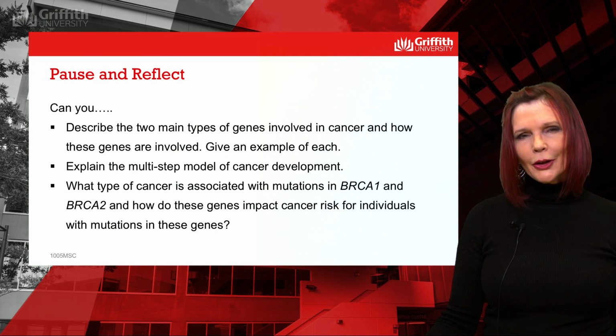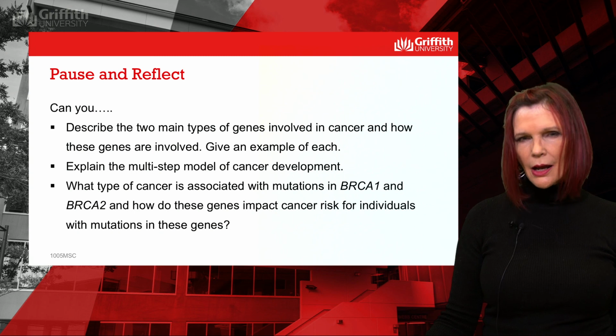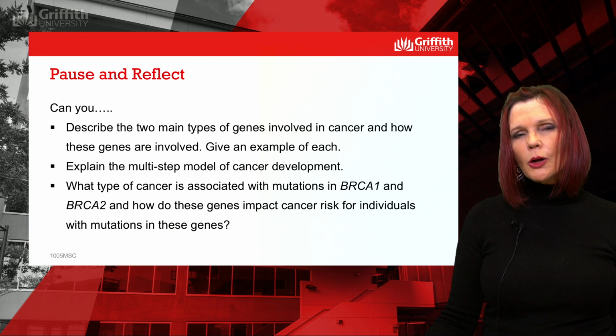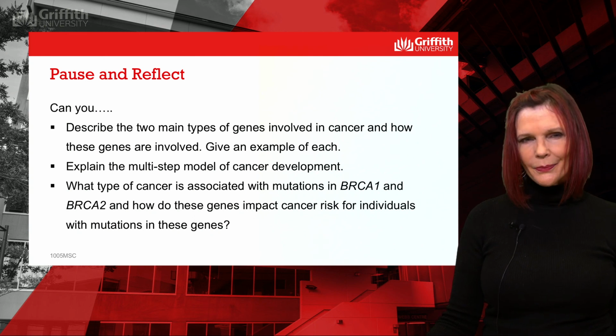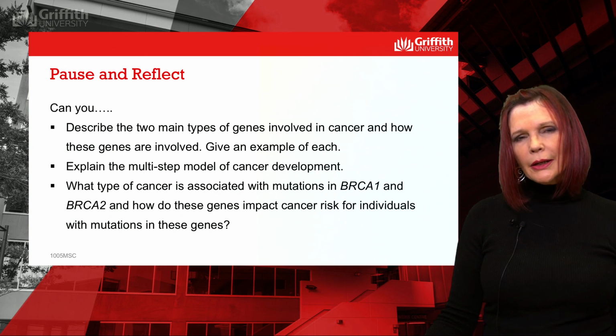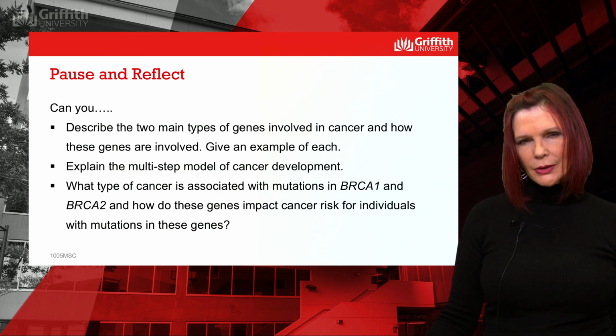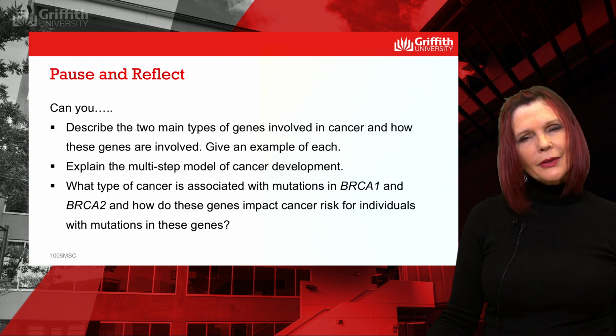Now let's reflect on the learning objectives we've covered. We should now be able to describe the 2 main types of genes involved in cancer, which are tumour suppressor genes and oncogenes, and how these genes are involved, and give an example of each. Explain the multi-step model of cancer development that we saw in colorectal cancer. And you should be able to explain what type of cancer is associated with mutations in the BRCA1 and BRCA2 genes, and how these genes impact cancer risk for individuals with mutations in these genes.